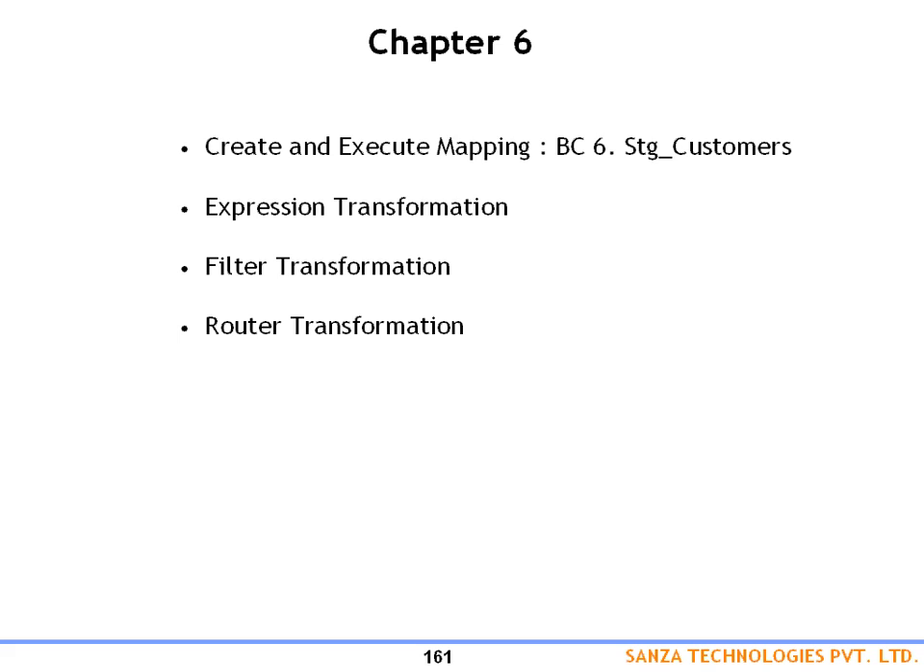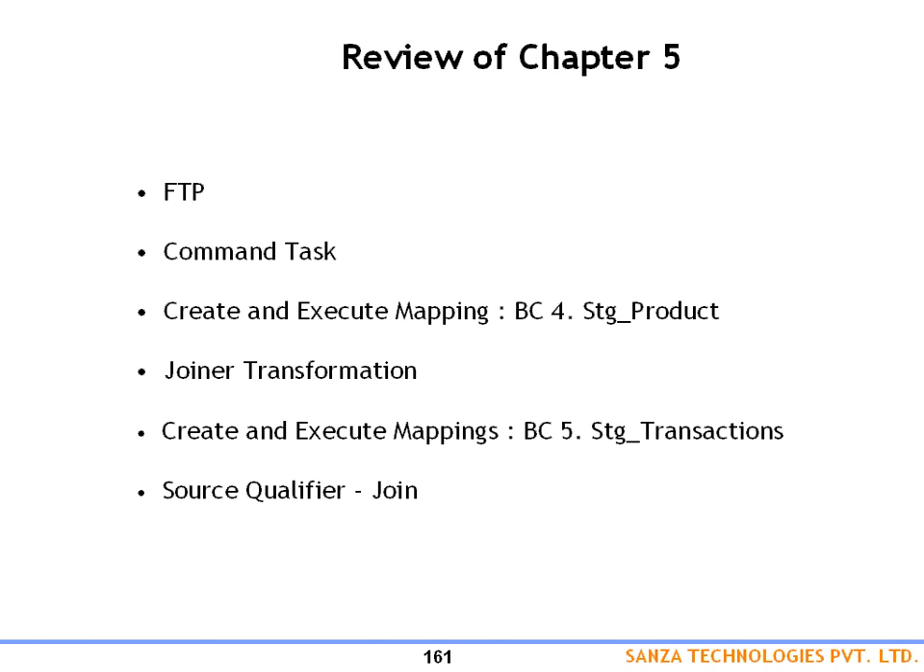Now we are going to discuss chapter 6. In this we will cover loading of data into the HTTP customer table. That will use expression and filter transformations. Also we'll discuss the router transformation. Before we move further, we'll review chapter 5, where we discussed file transfer protocol.